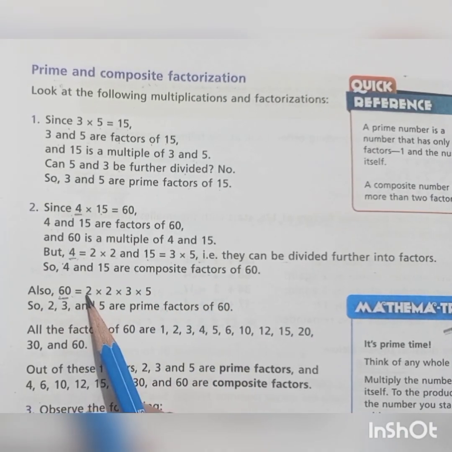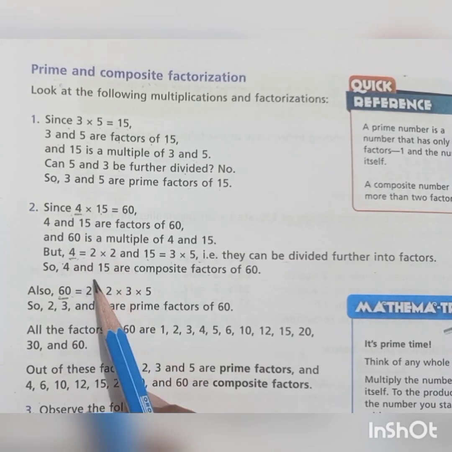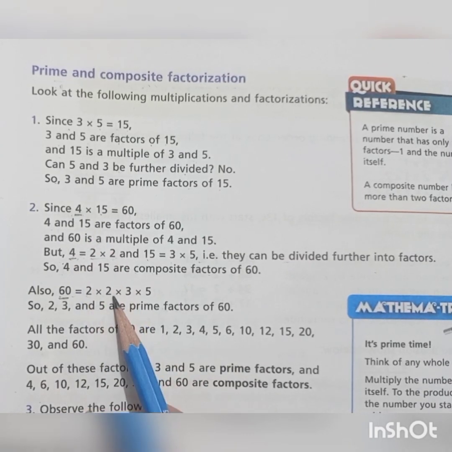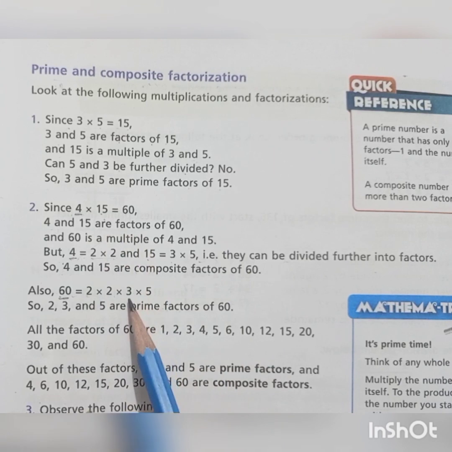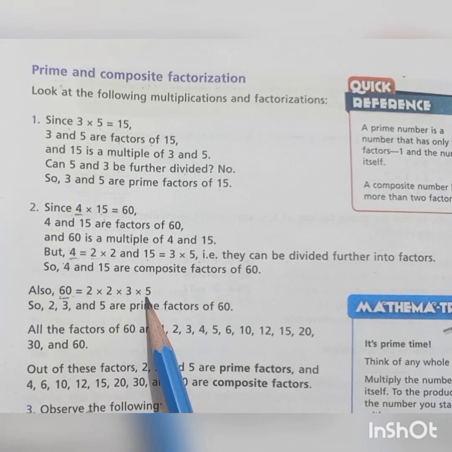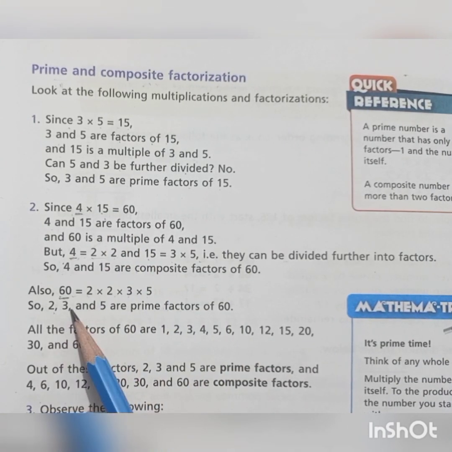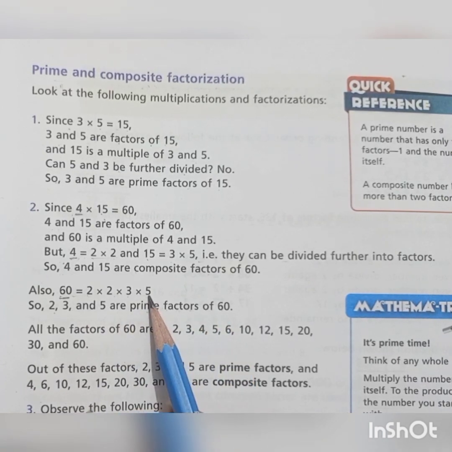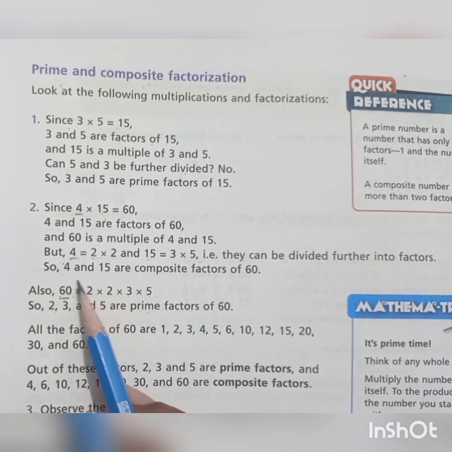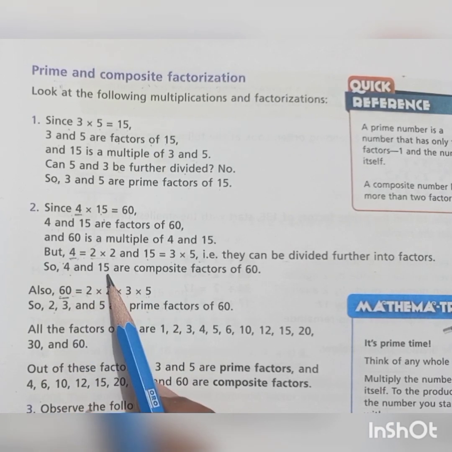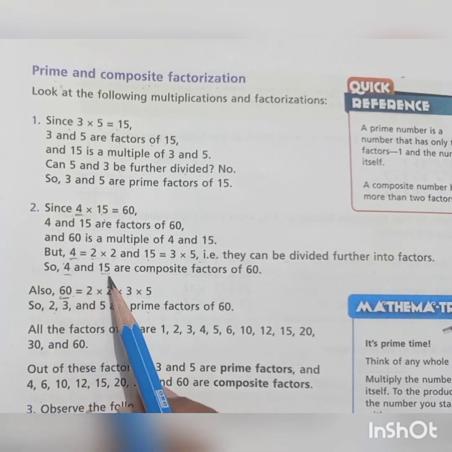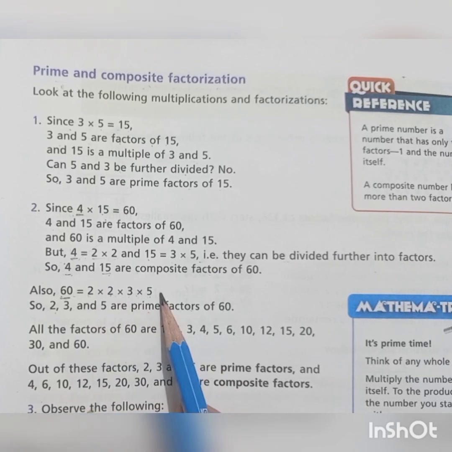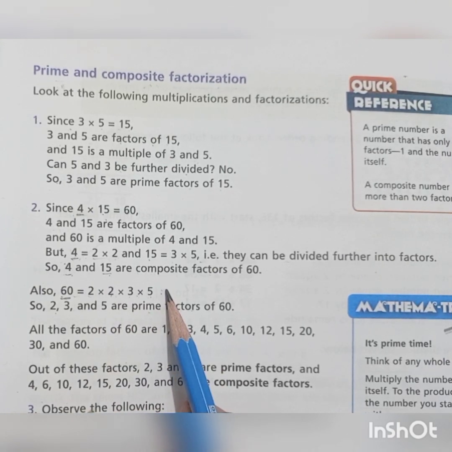Also 60 is equal to, in the place of 4 we can write 2 multiplied by 2, and in place of 15 we can write 3 multiplied by 5. Here we can see that 2, 3 and 5 are prime factors of 60. These are the prime factors of 60: 2, 3 and 5. But the composite factors are 4 and 15 because these can be further divided, and these cannot be further divided. That is why these are called prime factors.